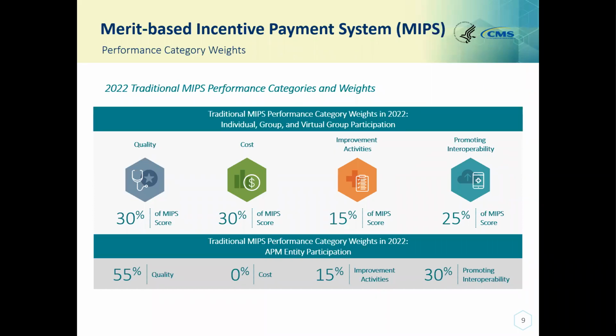So quality for 2022 is set at 30%, and this is a percentage of your MIPS final score, which is how we determine your payment adjustment for the 2024 MIPS payment year. So quality is set at 30% for 2022. Cost is set at 30% as well.